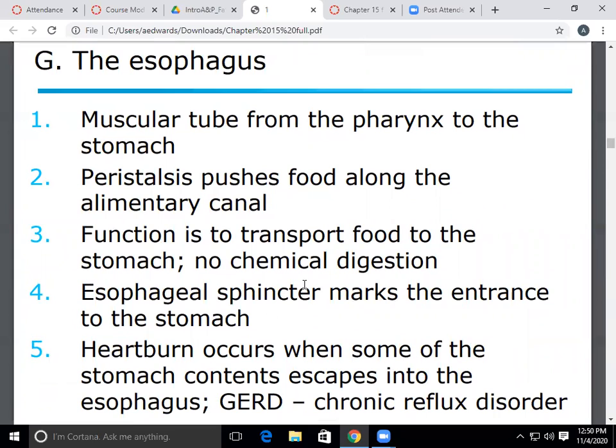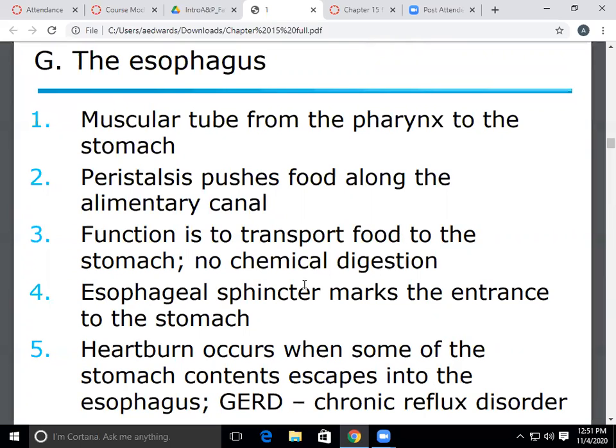Okay. Leading into the esophagus, again, it's our muscular tube. It goes from your pharynx down to your stomach. The process of moving the food is called peristalsis. Okay, it's involuntary. You don't have to think to make food go down from your pharynx to your stomach. It pushes food along the alimentary canal. So the function of your esophagus, again, is transporting food to the stomach. It's typically not going to be involved in any kind of chemical digestion.